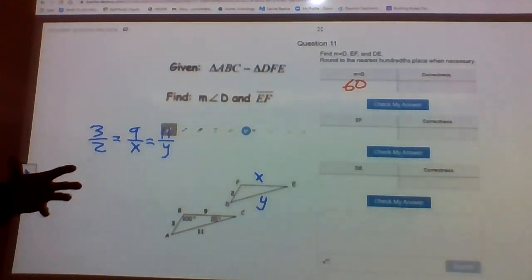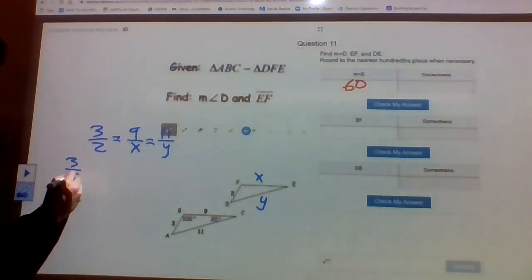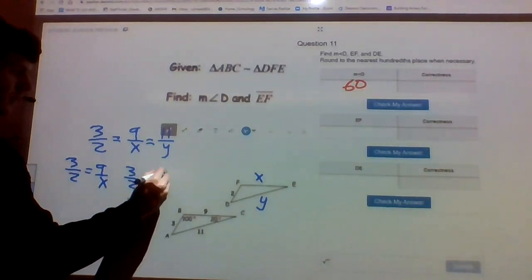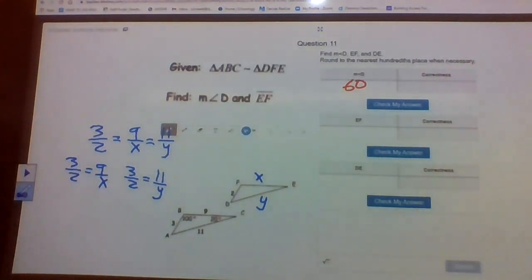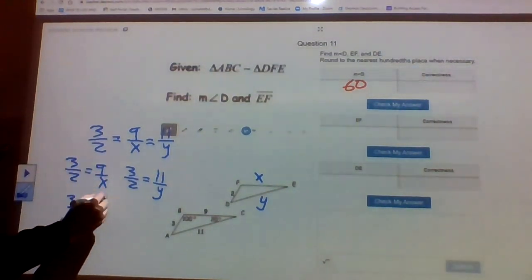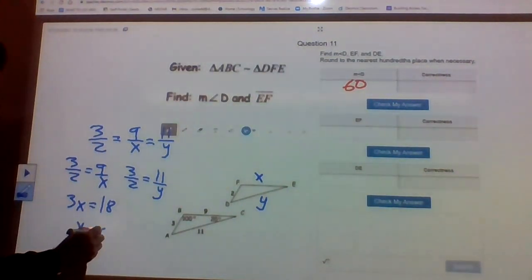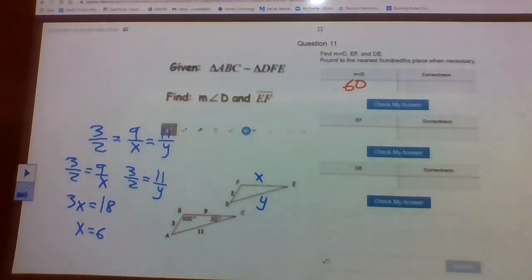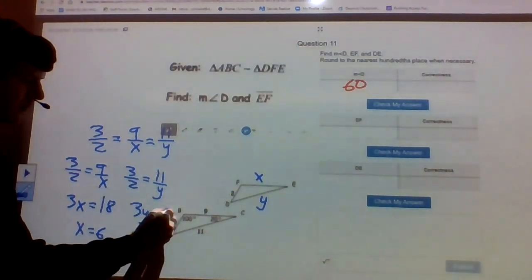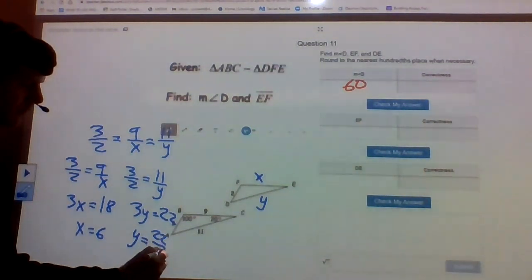I'm simply going to split up our extended proportion. So I'm going to do 3 over 2 equals 9 over X. Then I'm going to do another one over here: 3 over 2 equals 11 over Y. We're going to cross multiply here. So 3 times X is 3X, 2 times 9 is 18. Divide by 3 on both sides, and you're going to get X equals 6. Cross multiply here. 3 times Y equals 22. Divide by 3, you're going to get Y equals 22 over 3.